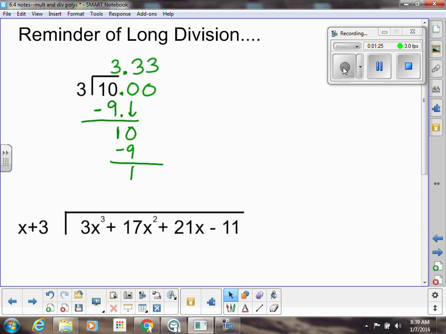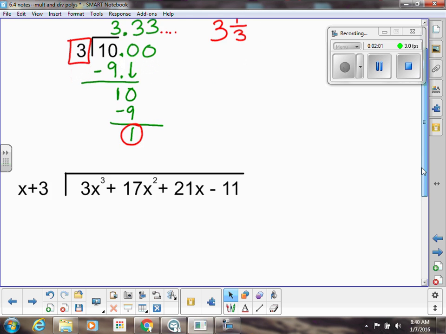Something that I want to show you as another option is instead of keep going and doing that decimal, you could take this remainder and put it over your divisor. That's this number that we divided by. So instead of calling this 3.3333 and it just keeps on going, we could call this 3, and then my remainder of 1 would be put over my divisor 3. So 3 1/3, which is the same thing as 3.3333 repeating. Okay, so that's just a reminder of that long division algorithm. And now we're going to apply that to polynomials.